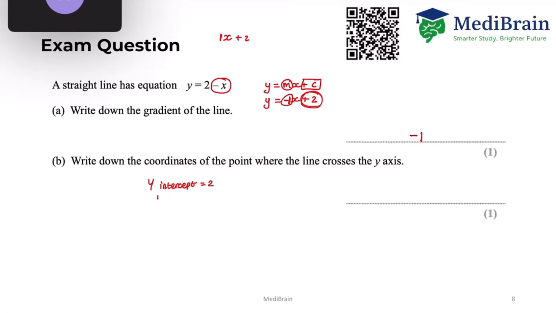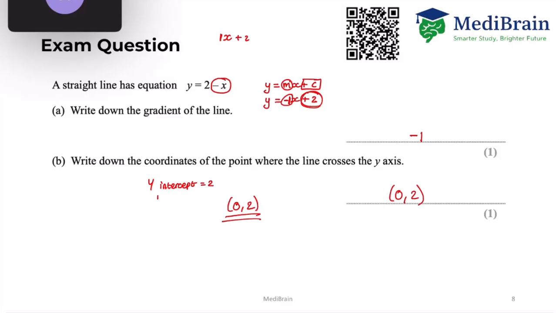Okay, and when the y-intercept is 2, we know that there's not going to be an x value because it's not going to go right or left. It's literally bang on the axis. So it's going to be 0, 2. The y-coordinate is going to be 2. So your answer is 0, 2.